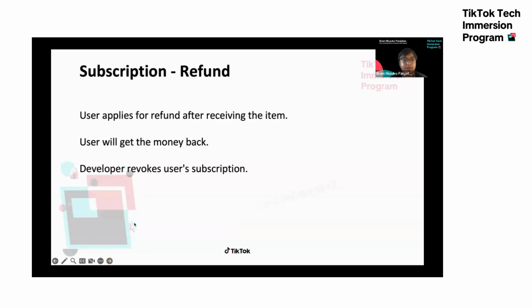Okay, same as consumables, the user can also apply for a refund if they think the host is fraud. For example, the sticker is not really aligned with what they described, or they think there's something wrong with the subscription, something wrong with the host. They can apply for a refund, then depending on the channel risk control or their decisions, they can either approve or reject the refund request. So if they approve, the user will get their money back. And as a developer, we should revoke the user subscription.